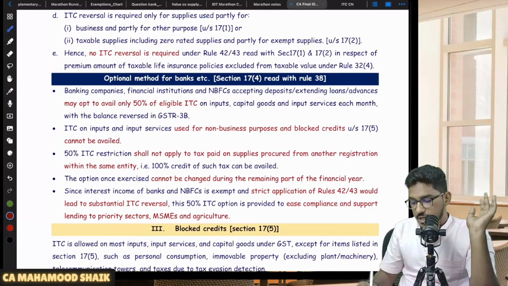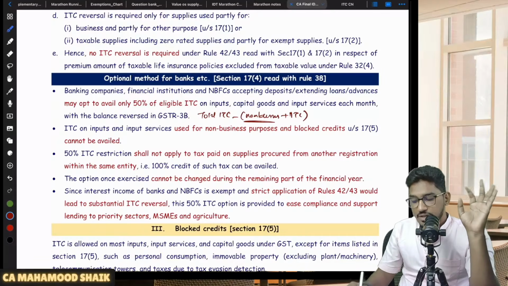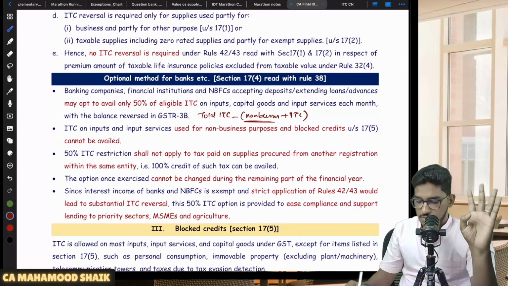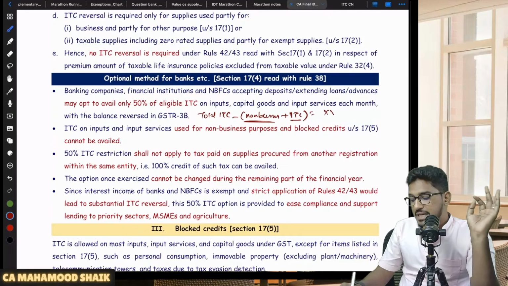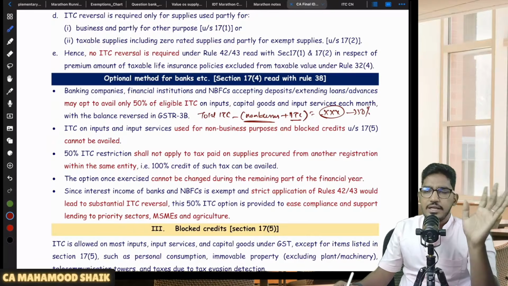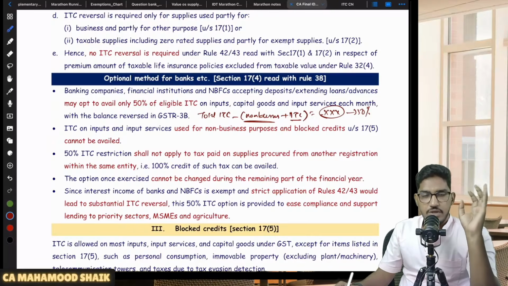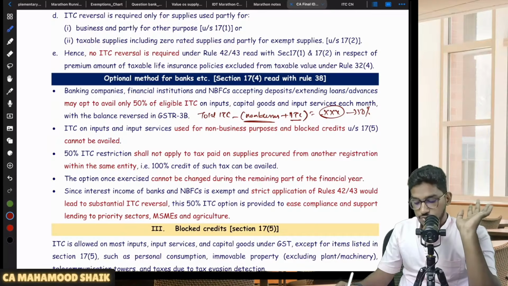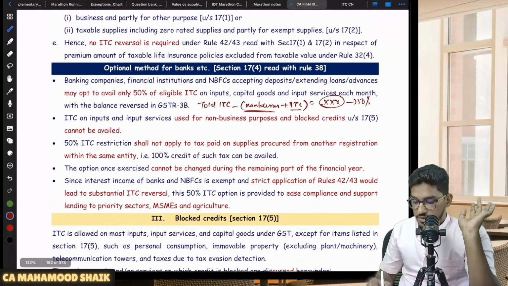Sir, what is eligible ITC? Take the total ITC reflected in your GSTR 2B. From that, take out the ITC which is used exclusively for non-business purposes, if any. Take out the ITC which is blocked. Then you will get the balance eligible credit. On that eligible credit, directly take 50%, and the other 50% you leave. That simple option we are giving to you. Able to understand? That's what they are saying here.